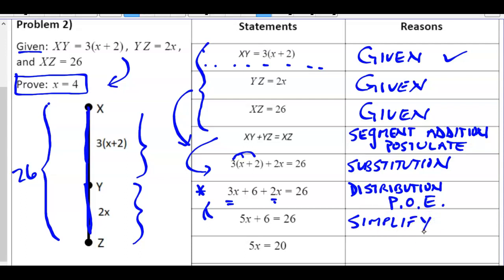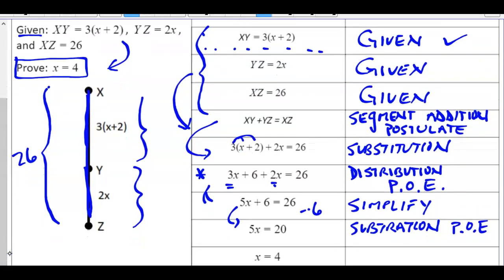And up on the reasons chart, I wrote simplify, and then I put in parentheses combine like terms. To go from here to here, it looks like a subtraction. Of what, Mr. Sayers? Looks like we subtracted 6 from both sides. Subtraction property of equality. Awesome. And finally, this crazy thing called division property of equality. Because what I did is I divided both sides by 5 to get this.